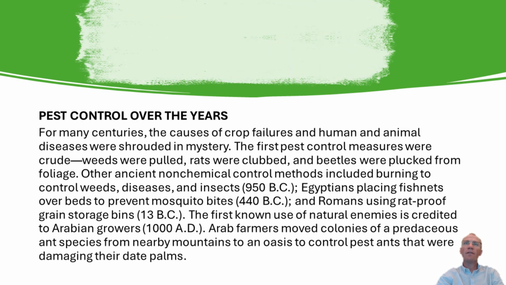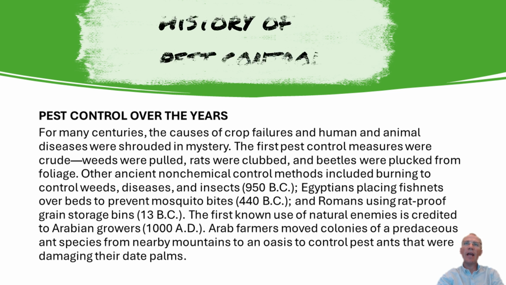Pest control over the years. For many centuries, the causes of crop failures and human and animal diseases were shrouded in mystery. The first pest control measures were crude: weeds were pulled, rats were clubbed, and beetles were plucked from foliage. Other ancient, non-chemical control methods included burning to control weeds, diseases, and insects, 950 BC; Egyptians placing fish nets over beds to prevent mosquito bites, 440 BC; and Romans using rat-proof grain storage bins, 13 BC. The first known use of natural enemies is credited to Arabian growers, 1000 AD. Arab farmers moved colonies of a predaceous ant species from nearby mountains to an oasis to control pest ants that were damaging their date palms.